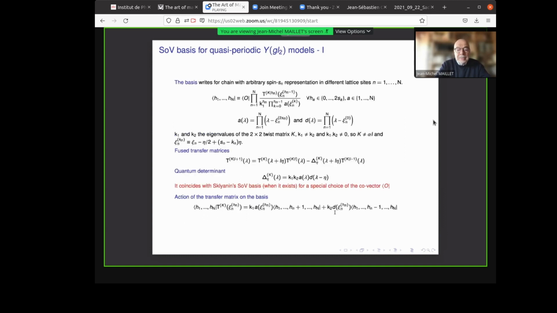Okay. So let's go for GL2 and see concretely what it means. So consider spin S. Well, we did it for spin 1/2 first, but you can consider spin S. And then you can prove that you have a basis which is just generated by some products of fused transfer matrices evaluated in shifted points. So psi_n are still the inhomogeneity parameters. They should be in generic positions. And you can choose some covector O here in some specific way, such that this is a basis.